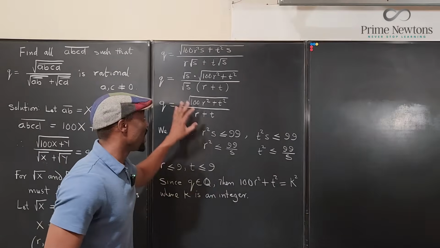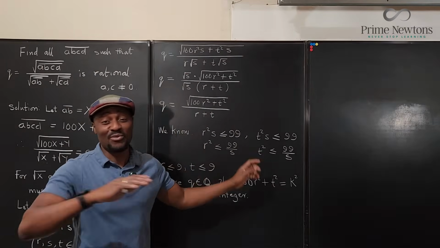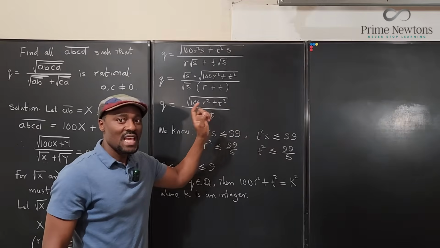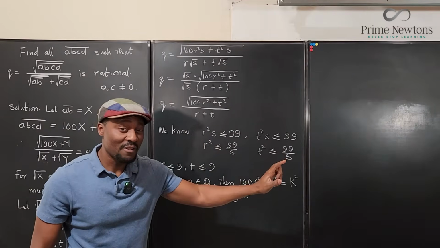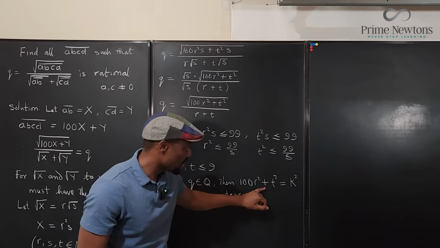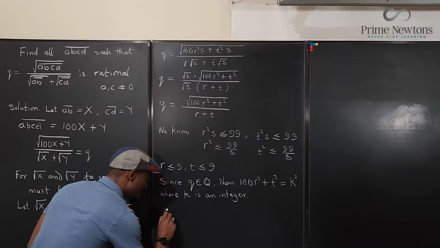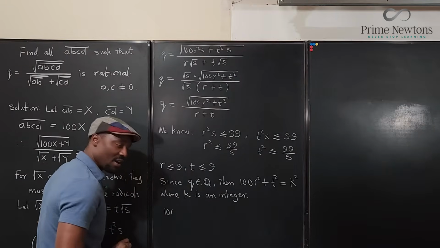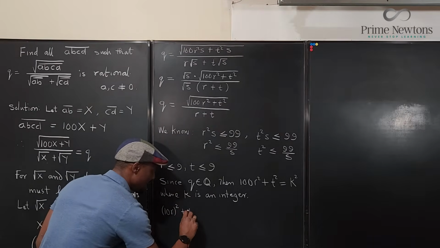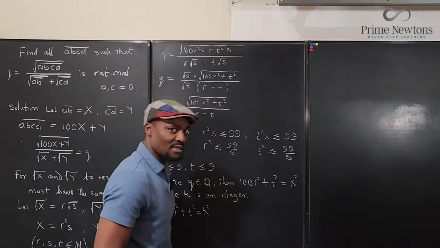The only way you will not get an irrational number right now, despite all the things we've done, canceling out the radical and all that, is if what is under the square root sign is a perfect square. Well, look at this. 100r squared plus t squared equals k squared. Where have we seen this before?